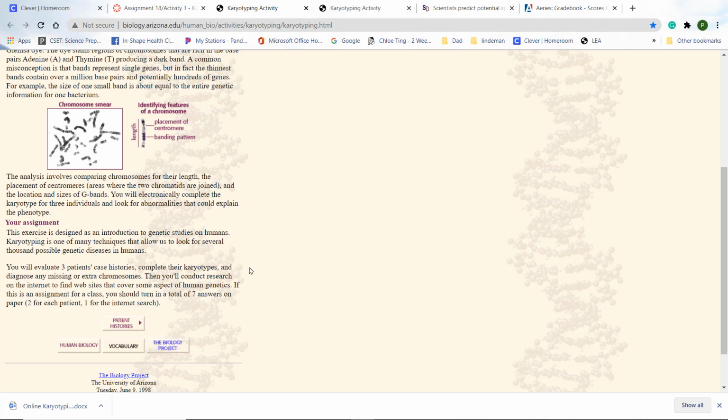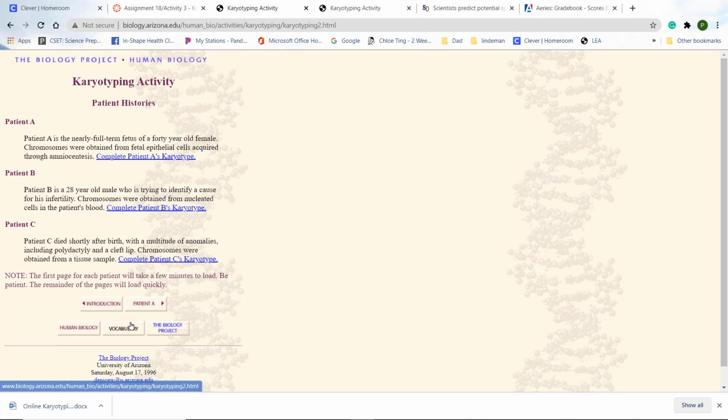Okay, so let's go ahead and look at these patient histories. So what you do is you click on patient histories, and then we are going to be doing patient A. So patient A is a nearly full-term fetus, so not even born yet, of a 40-year-old female. Chromosomes were obtained from fetal epithelial cells acquired through amniocentesis. So they reached in through the womb and grabbed some skin cells of this fetus, which is a fairly dangerous process, but fairly commonly done if you need to know genetic history or genetic information about your unborn child. And again, if you're 40 or older, we tend to do this just to let you know if you're having someone who has a genetic anomaly in them.